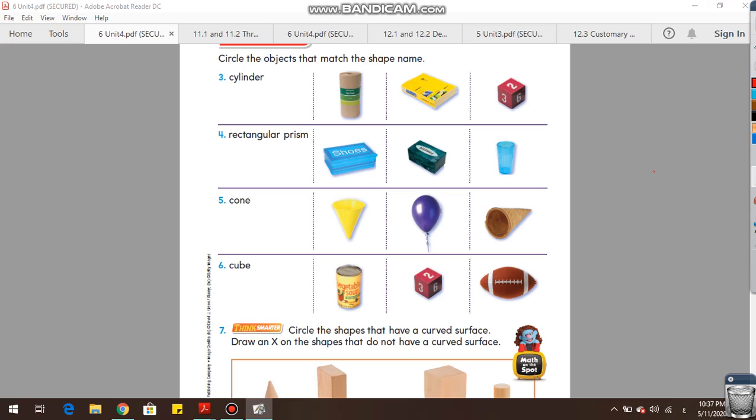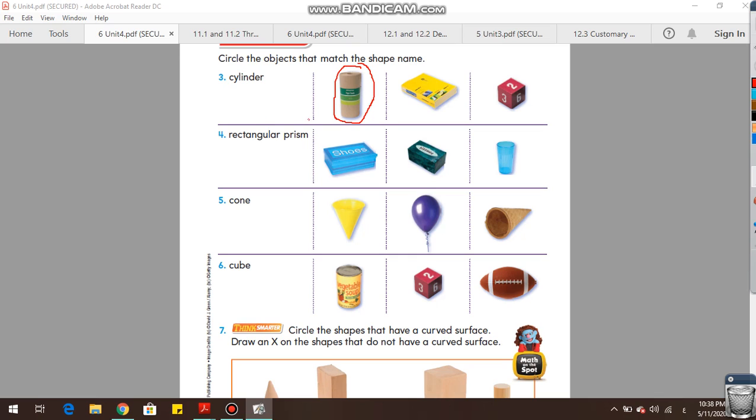Now we will move on to the next page. I need you to circle the object that matches the shape name. I need you to solve number 3, 4, 5, and 6. Then check your answers with me. The first one is cylinder. Where is it? Yes, the first one.